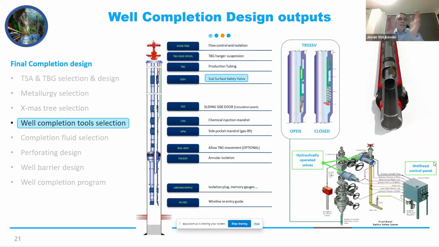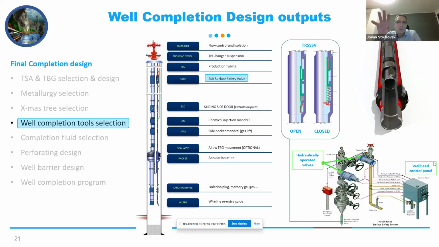I will stick with this completion design over these deliverables so that you can easily track one by one how we progress. So, well, completion tool selection. As I said, the main components, tubing and packer, are selected in your design, but you have different ones which need to answer the task which you need to accomplish. As I said, if we put low carbon steel, maybe you need chemical injection. Here we are talking about the safety.